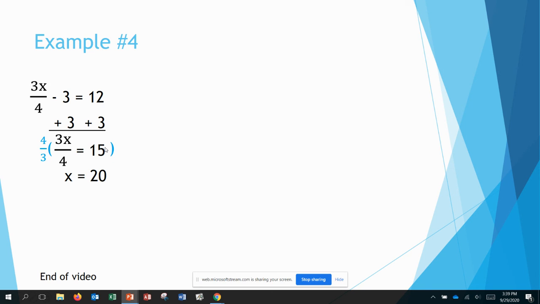We're not dividing by fractions. We're multiplying by the reciprocal, keeping this as the answer that it is. So x equals 20.